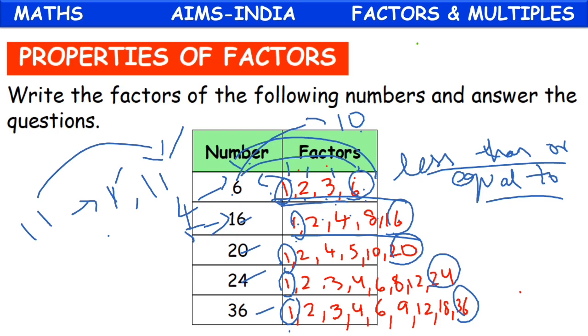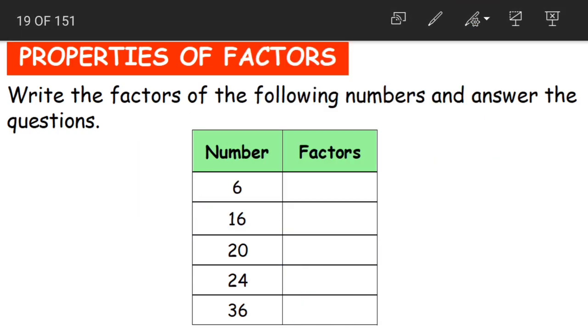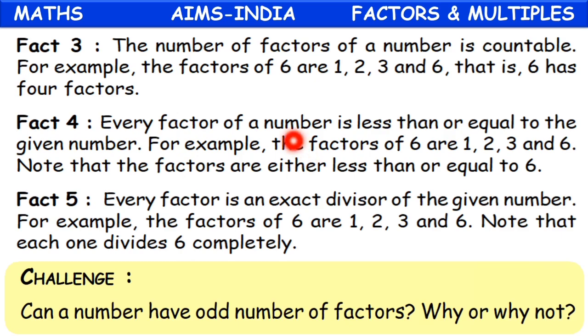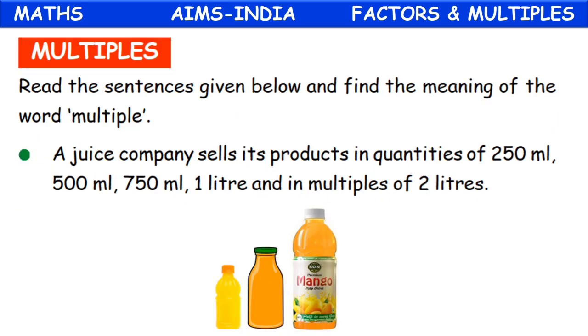So these were the multiplication facts of factors. What were they? 1 is a factor of every number. Every number is a factor of itself. The number of factors is countable. Every factor of a number is less than or equal to the given number. And every factor is an exact divisor of the given number.